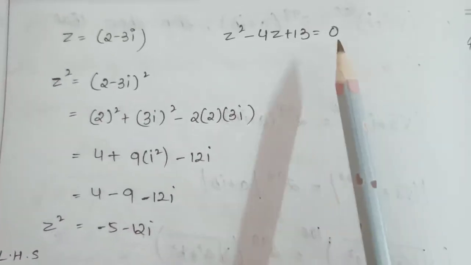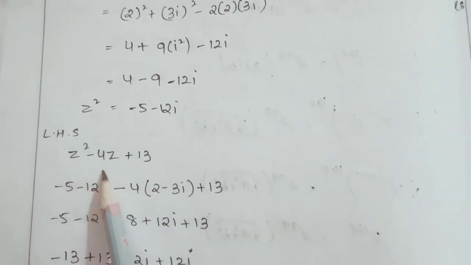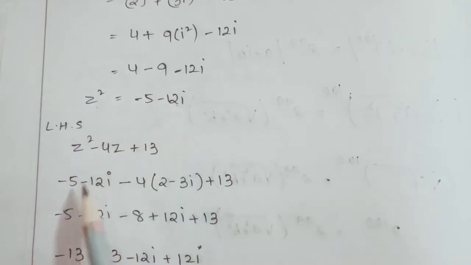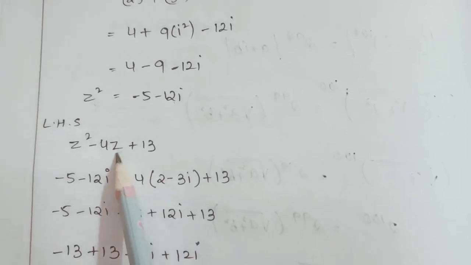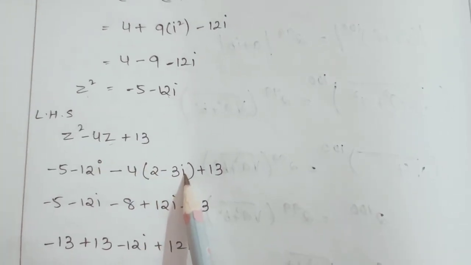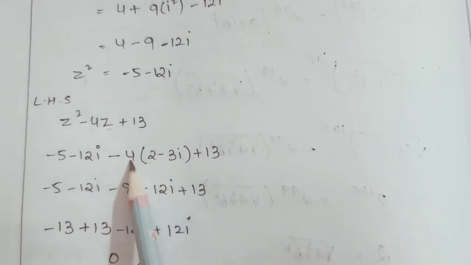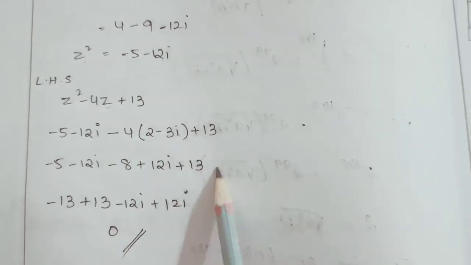Now we will take the LHS. We have to prove it as 0. So taking LHS, z square minus 4z plus 13. The z square value is minus 5 minus 12i, minus 4 into the z value, which is 2 minus 3i, which is already given, plus 13 same as it is. Now multiply minus 4 inside: minus 4 into 2 is minus 8, minus into minus, plus 4 times 3 is 12i, plus 13.